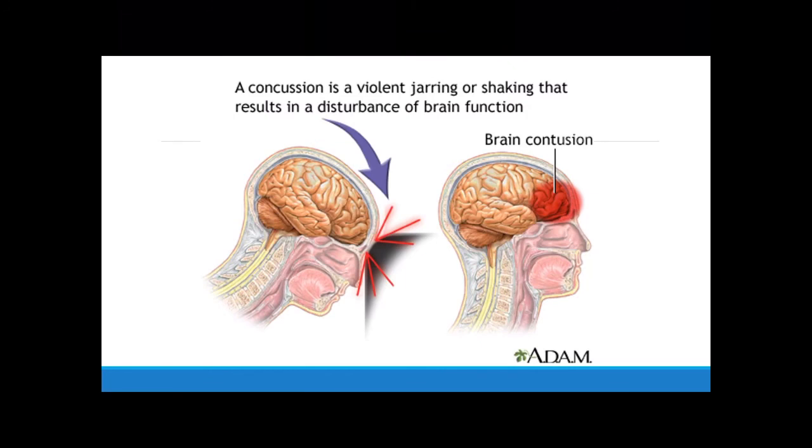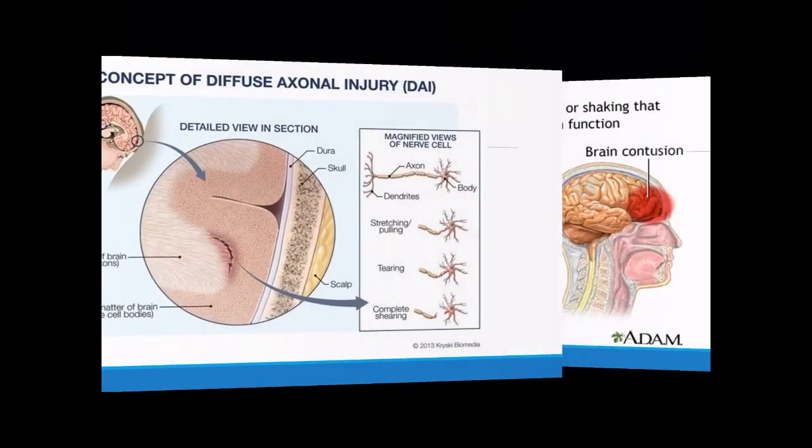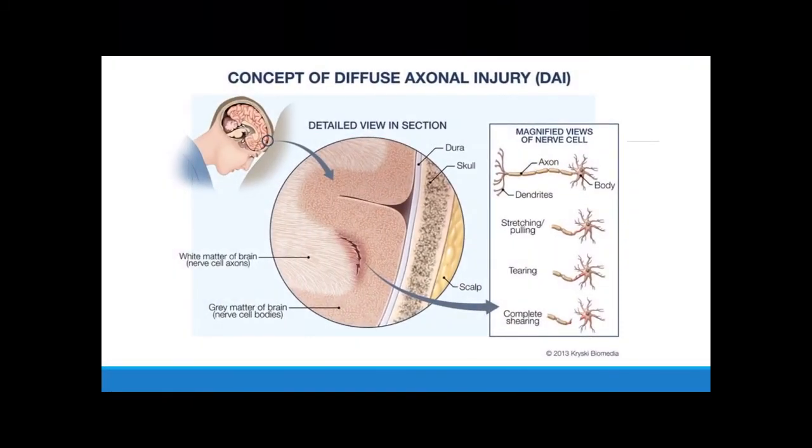So here is an example of your concussion. A concussion is a violent jarring or shaking that results in disturbance of the brain function. We also have here an image showing brain contusion. For the concept of diffuse axonal injury, we have here the nerves that are stretched or pulled. Also, we have here the nerve that is torn, and there is complete shearing of the nerve.